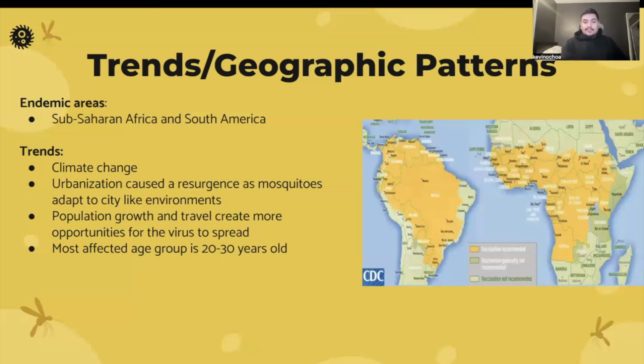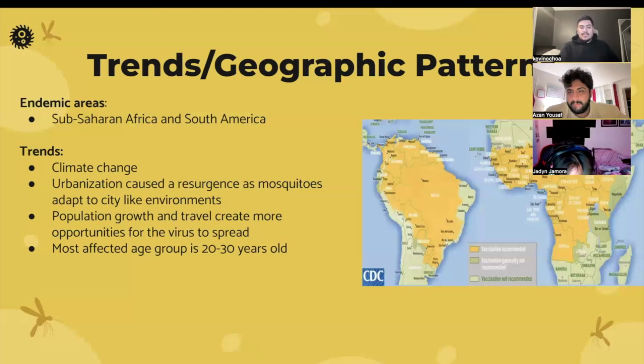The age group most impacted by yellow fever is 20 to 30-year-olds. This is a particularly active demographic, those who are working, traveling, or living in high-risk areas, further increasing their vulnerability to infection. Understanding the trends is essential for addressing the resurgence of yellow fever. By recognizing the risk posed by climate change, urbanization, and global travel, we can take proactive steps to protect vulnerable populations and reduce the global burden of the disease.